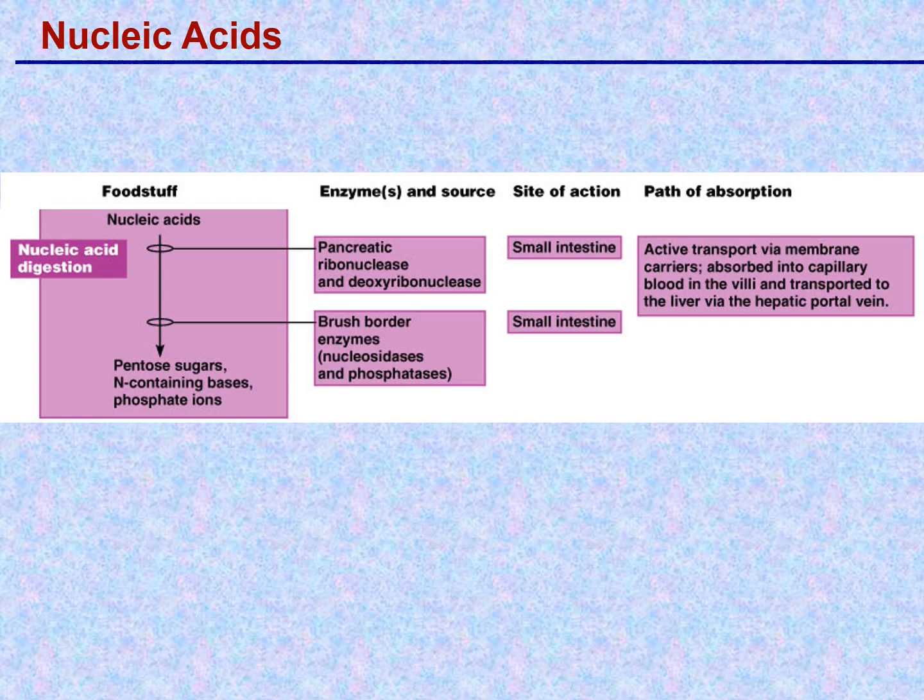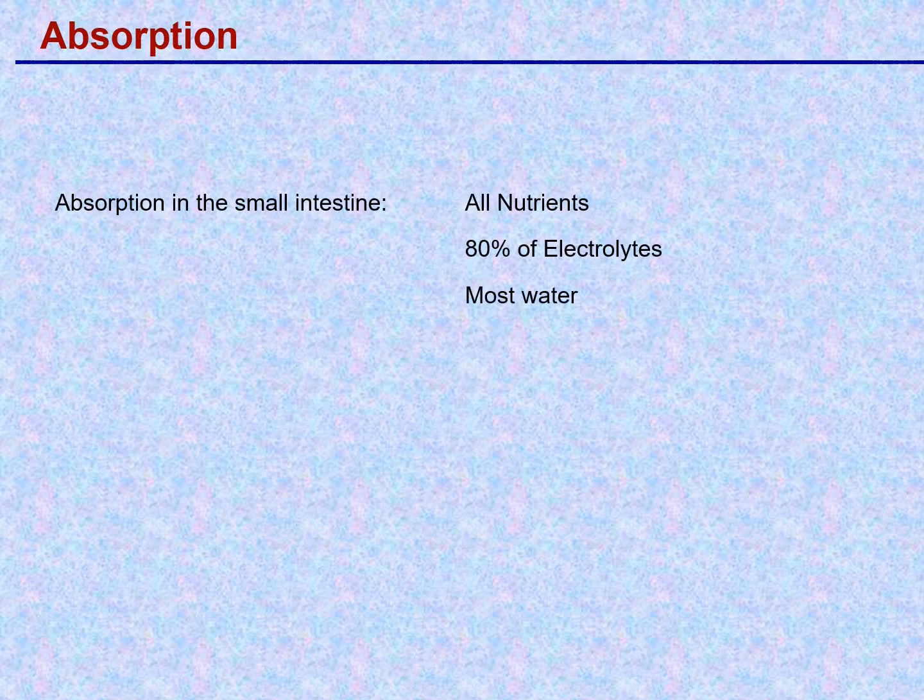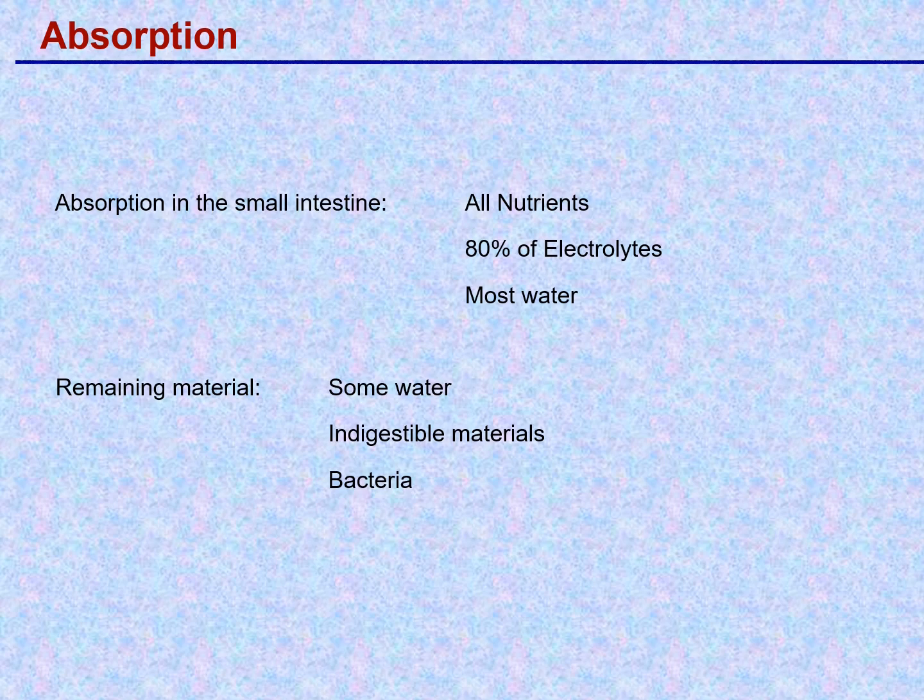And there you see it. That's what happens. Gets broken down, absorbed in, and transported through the blood to the liver, processed, and then the rest of the blood goes up to the heart through the venous return. Absorption in the small intestine, all nutrients essentially are absorbed in the space of the small intestine. They get acted on by hydrolytic enzymes and absorbed. About 80% of electrolytes present are absorbed, and most, maybe 95% of the water, not all. What remains is some water, some materials that are indigestible, and of course some bacteria.